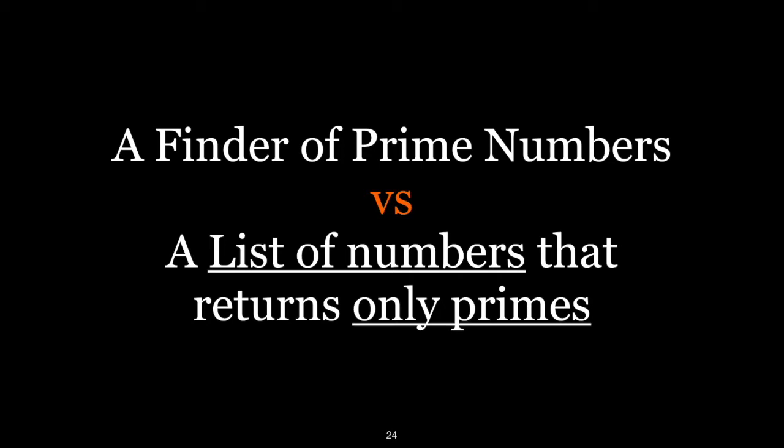It's not very elegant in terms of object-oriented programming. In the second one, we're treating it with enough respect. We're treating it as self-sufficient. So we're saying we have a list of numbers. The only thing is this list of numbers returns only prime numbers.